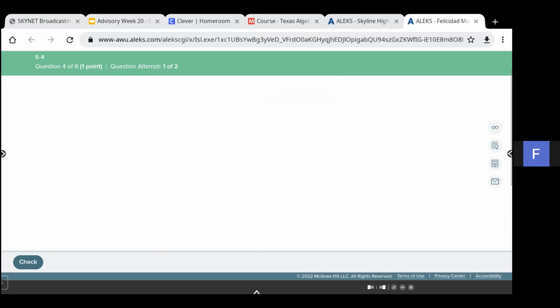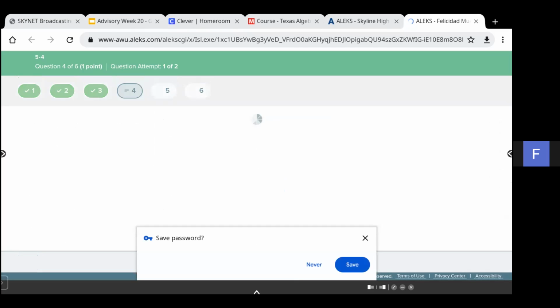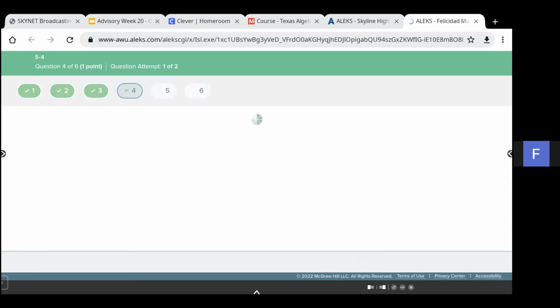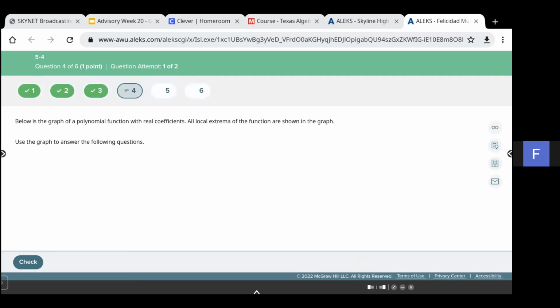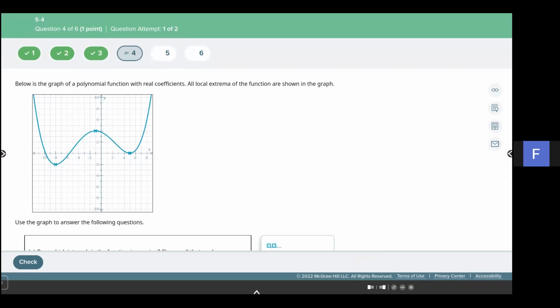The other thing I can see, I'm just having to reset the zoom this way. I can also tell you that it is positive because both endpoints are going up and they're going the same direction. And so what we're going to take is the number of turns plus 1. So I have 1 turn, 2 turns, 3 turns. So 3 plus 1 gives me 4, and that is the minimum degree. So it can be higher than 4, but it can't be less than 4.